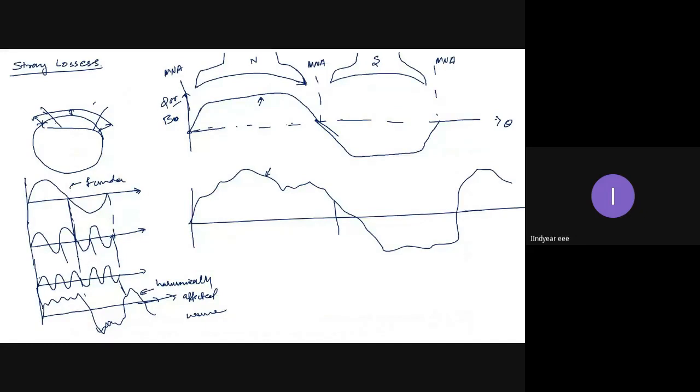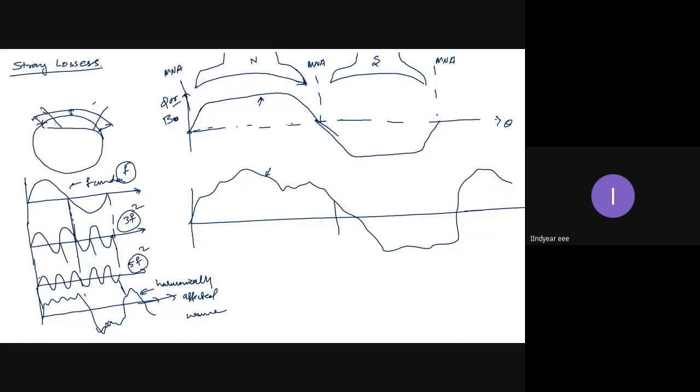Because of this, the iron losses in the machine increase. So, this is F, this is 3F, this is 5F. And we know iron losses are directly proportional to the frequency. Now there is iron loss in the core because of one frequency, because of three times the frequency, because of five times the frequency. So these harmonic waveforms are increasing the iron losses in the machine.